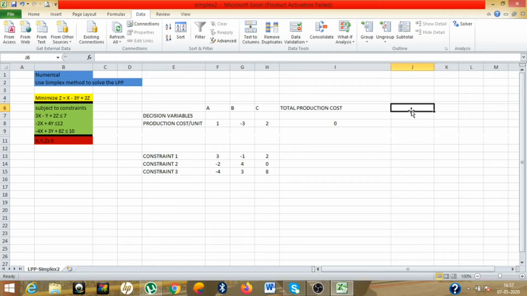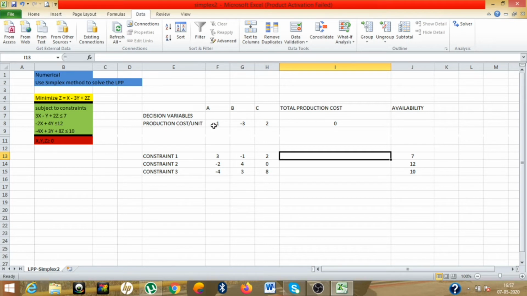So we'll write out the availability. The availability of constraint 1 is 7, for constraint 2 it is 12 and for constraint 3 it is 10. Now the total consumption of the first resource, that is constraint number 1, must be less than or equal to 7. The consumption of constraint number 2 must be less than or equal to 12, and the consumption of the third constraint must be less than or equal to 10.